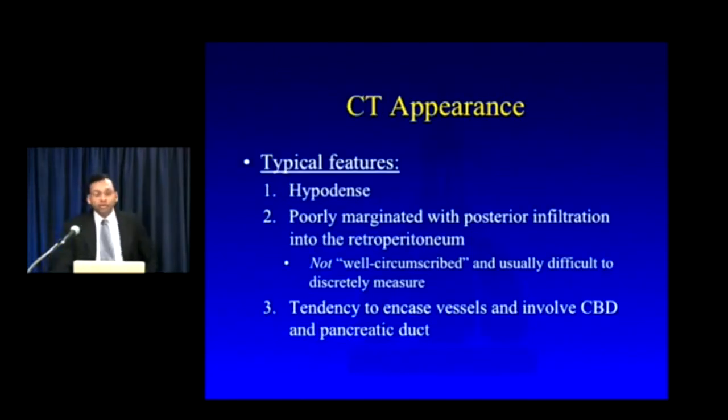Now, for the most part, most pancreatic adenocarcinomas have typical features. These are hypodense tumors that are very poorly marginated. They tend to be infiltrative, and often they will infiltrate posteriorly into the retroperitoneum. These are not well-circumscribed lesions. Unlike the tumor we're going to talk about later, neuroendocrine tumors, it is going to be very difficult for an adenocarcinoma for you to draw discrete margins around the tumor, and in many cases it can be very difficult to actually measure the tumor discretely. Now, not only does this tumor infiltrate, it's often going to have a tendency to encase adjacent vasculature, and it will tend to involve the common bile duct and the pancreatic duct, obstructing both of those.